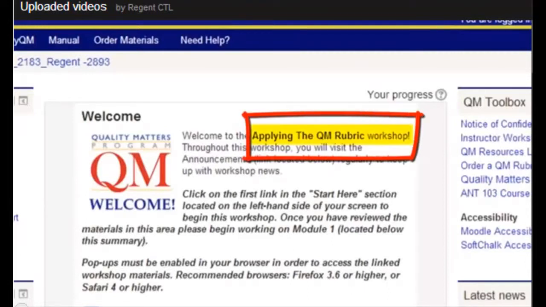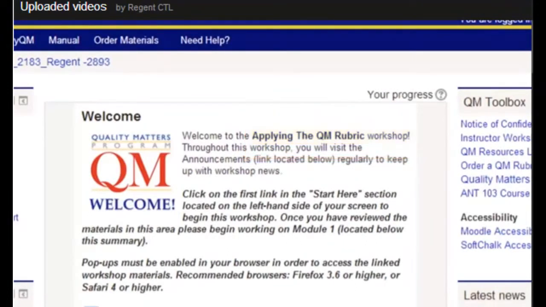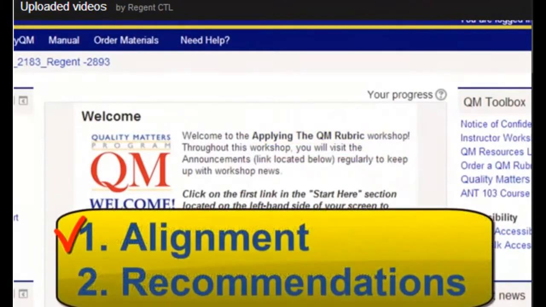In order to successfully complete the Applying the Quality Matters rubric workshop, there's really just two things you need to be able to get a hold of. The first one is the concept of alignment. The second one is how to provide the instructor whose course you're looking at helpful, effective recommendations.